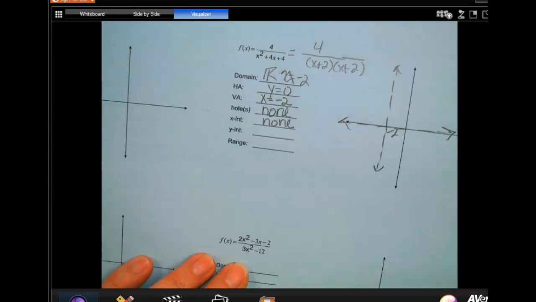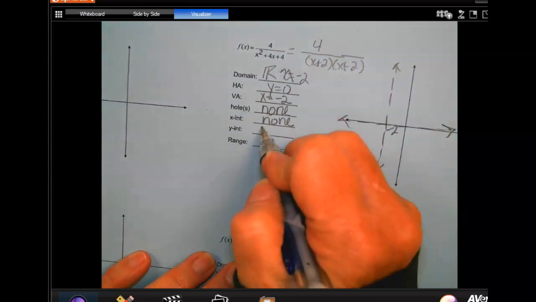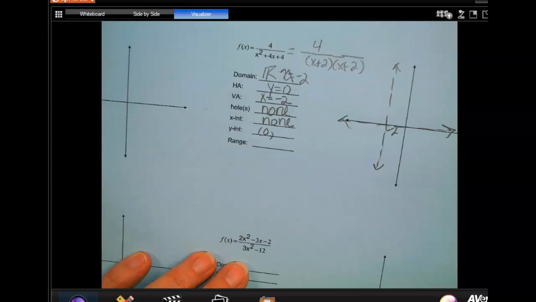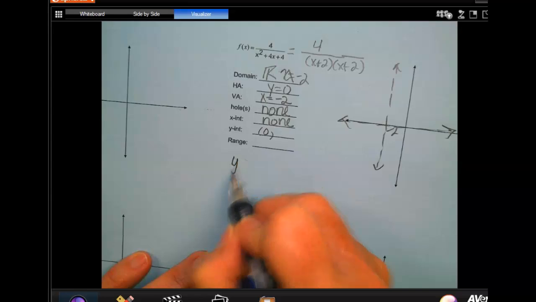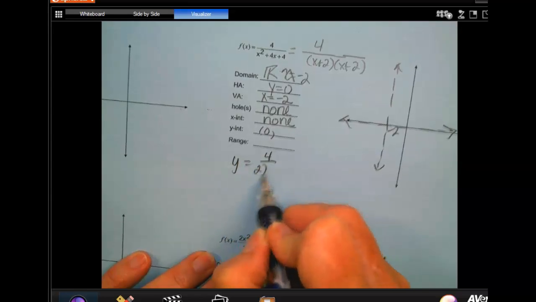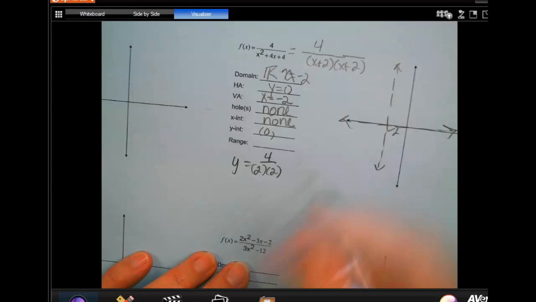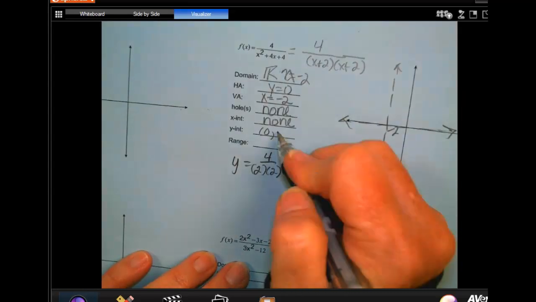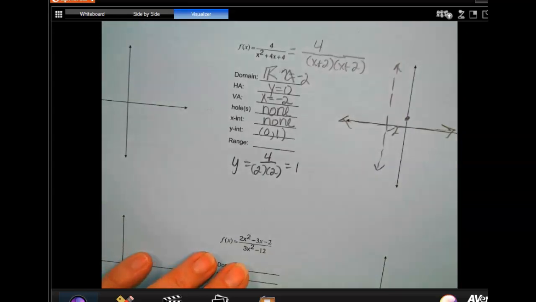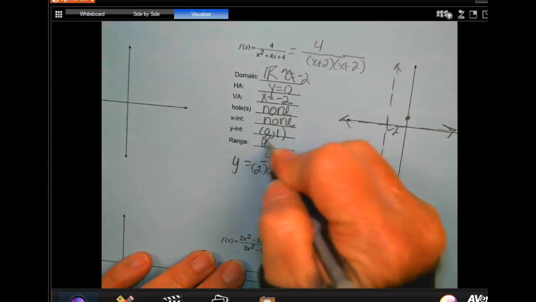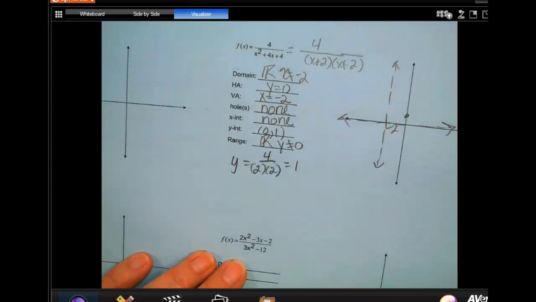So next, how do I get my y-intercept? What's going to be 0? X. Y-intercept is x equals 0. So that's going to give me 4 over 2 times 2. 4. 4 divided by 4 is? 1. So I'm going to get (0, 1) for my y-intercept. So next, what's the only thing my y can't equal? So I'm going to have all real numbers except y cannot equal 0.